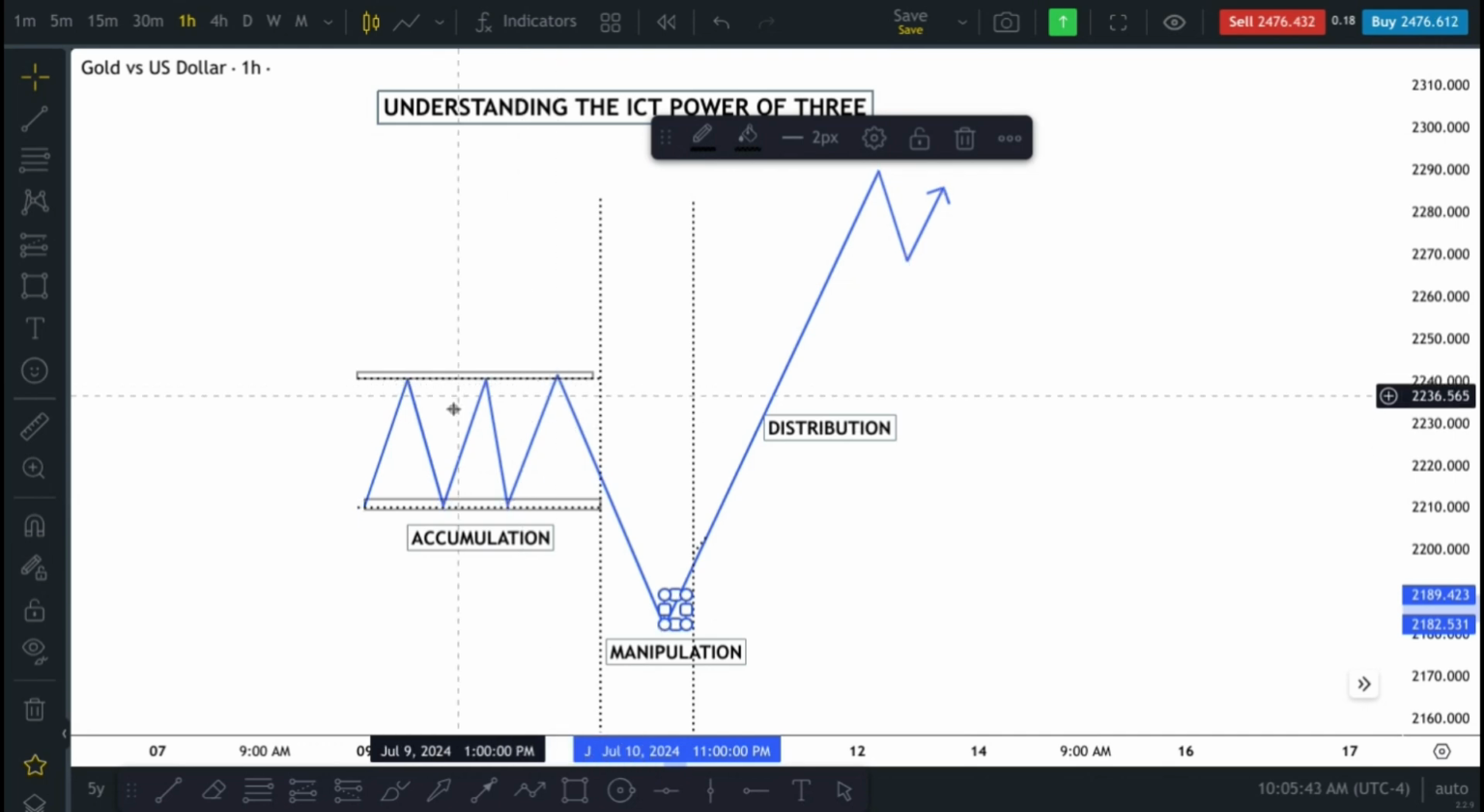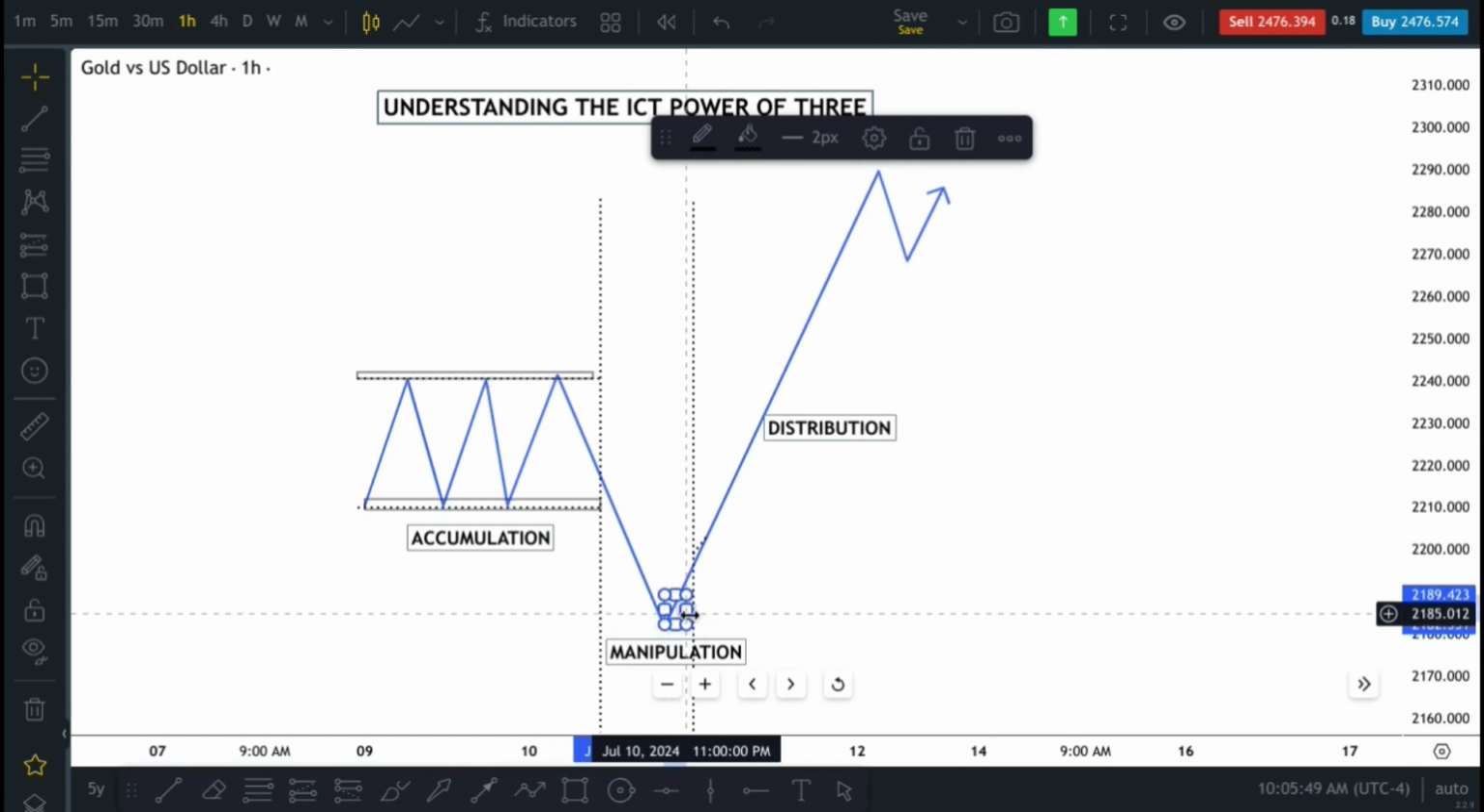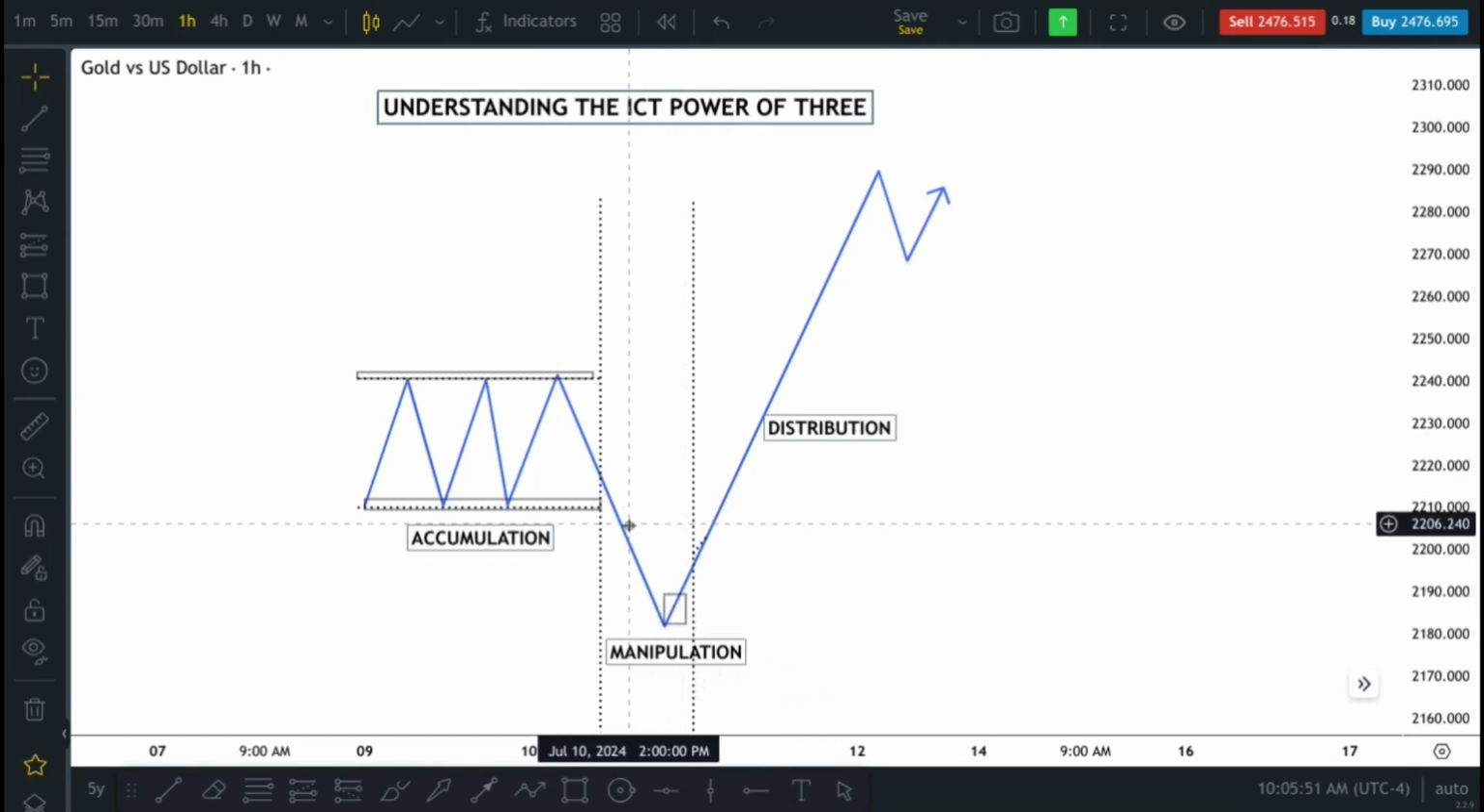So the accumulation phase takes place, and then suddenly we see a sharp move. All right, we see a sharp move to the downside, breaking this support right here to the downside, and then breaking the previous low here. And as we have just seen with this, we could say this could be a manipulation.